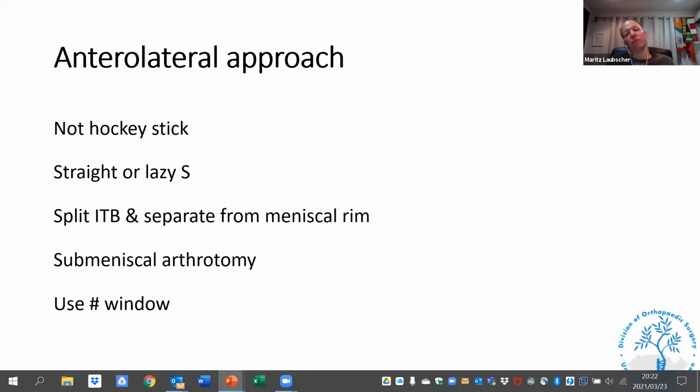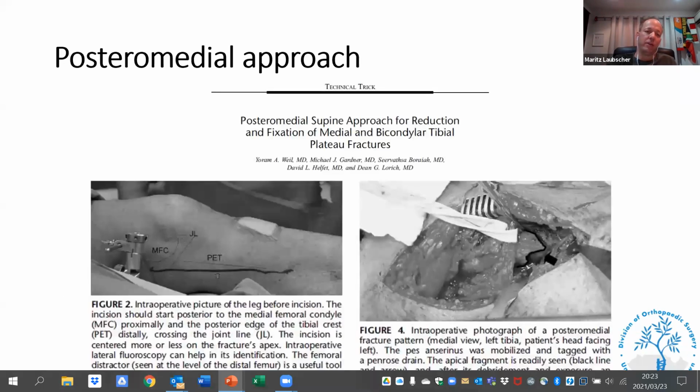So the anterolateral approach is something you're all familiar with. There are different ways to perform it. Important for me is I split the ITB. I don't do the sort of AO hockey stick approach, because splitting gives you a good soft tissue layer to close afterwards, and another layer between your plate and the skin. I do a submeniscal arthrotomy and use the fracture window to elevate the depression.